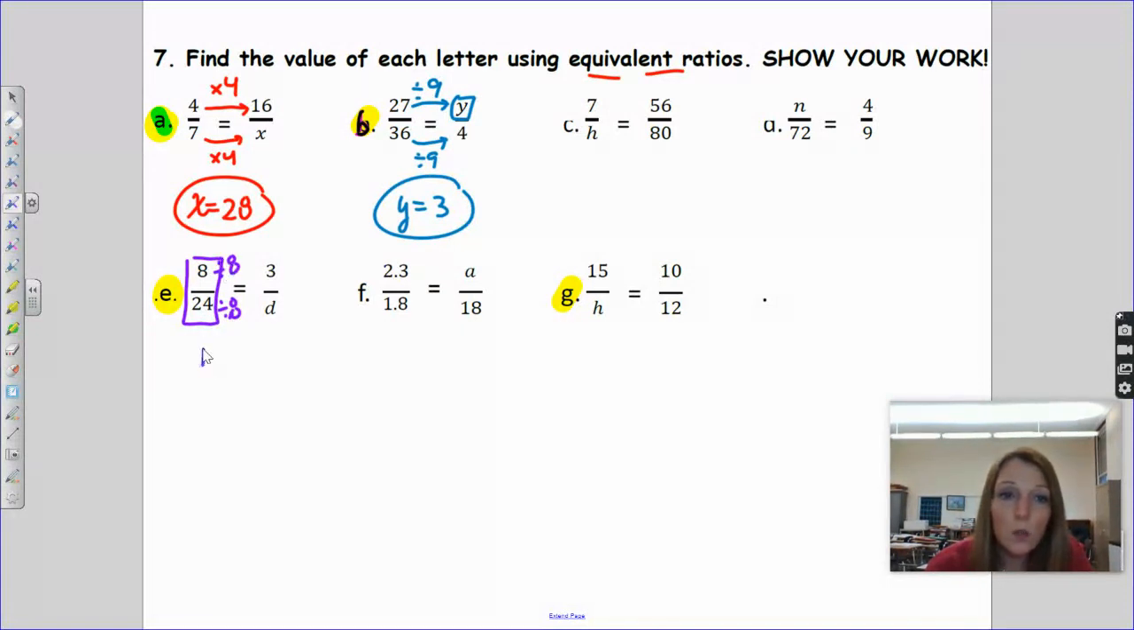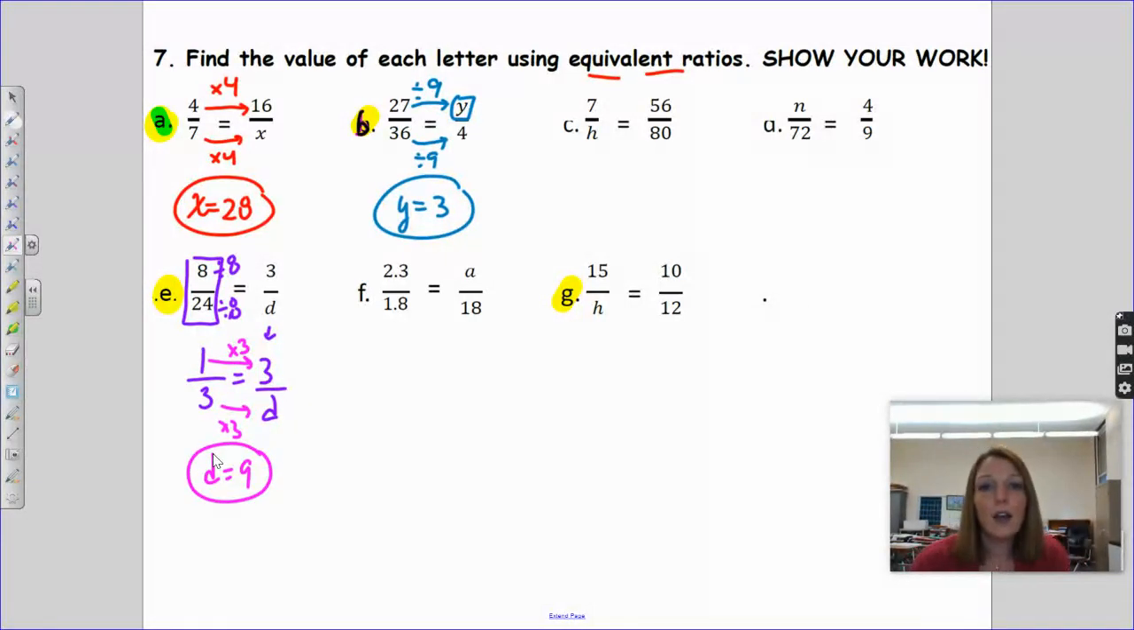8 divided by 8 is 1. I'm just going to rewrite it down below since I don't have room next door. And then 24 divided by 8 is 3. So these two ratios are equivalent. So now I want that to be equivalent to this one. So I'm going to bring this one down as well. 3 to D. So this one I like better because I can see that 1 is going to have to get multiplied by 3. So now if I multiply the denominator also by 3, 3 times 3 would give me a value of 9 for D.